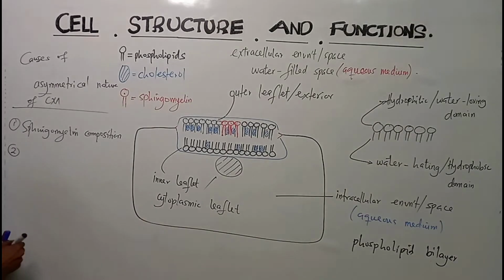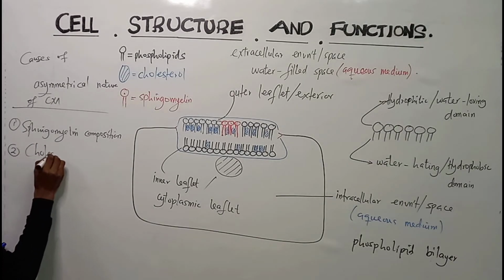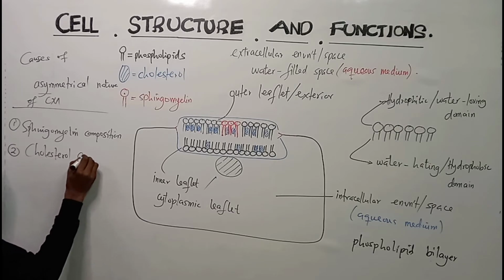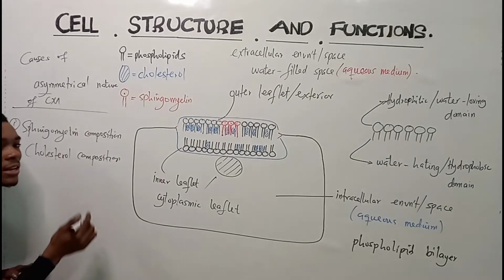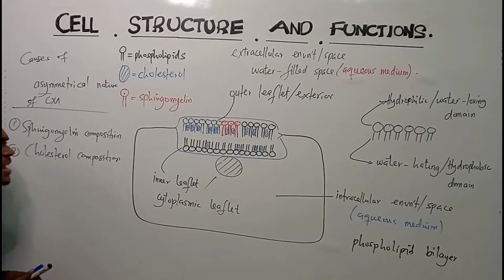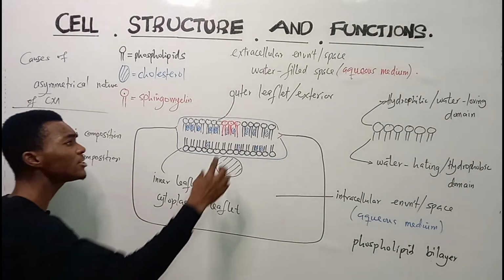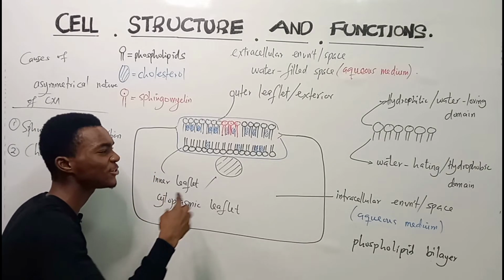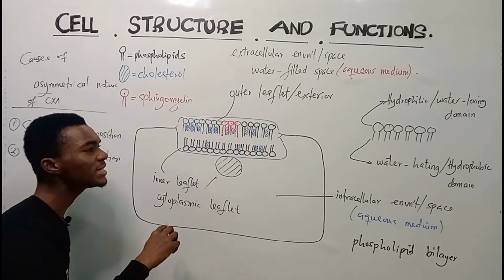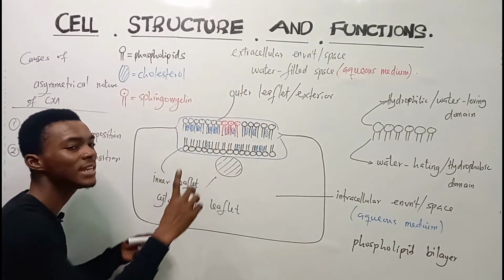So let's try to add up. We're saying that the cholesterol compositions differences is also contributing to the unidentical nature of our cell membrane. Fine. Now the question is, why is it that there are more cholesterol in the outer leaflet, but there are less cholesterol in the inner leaflet? Why? What is causing these differences in cholesterol concentrations in the outer leaflet and the inner leaflet?